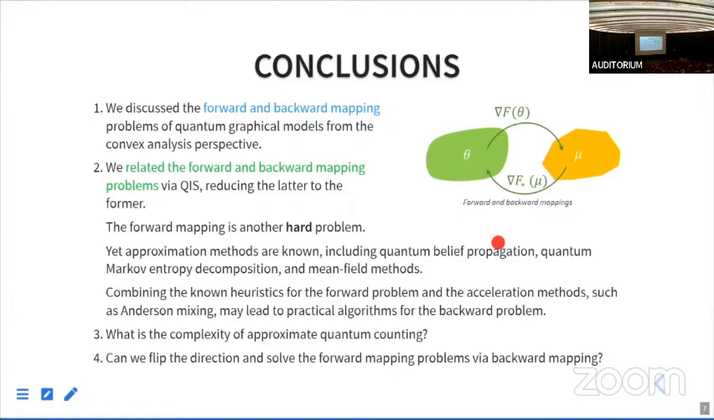Direction, I don't know, maybe it's possible to flip the direction. Currently, in the talk I gave, you can solve backward by forward direction. Can you flip the direction, and solve the forward by, can you approximate partition functions by solving Hamiltonian learning algorithm problems? That's maybe another interesting thing to consider.